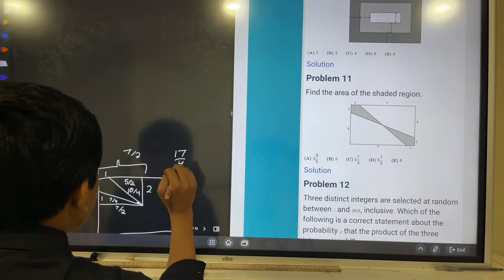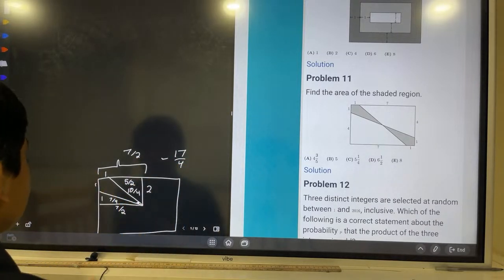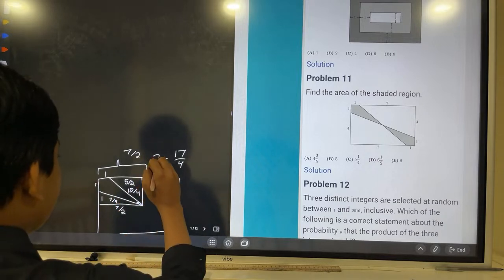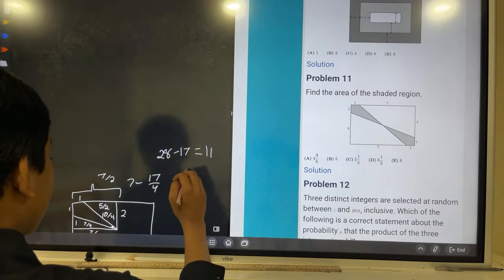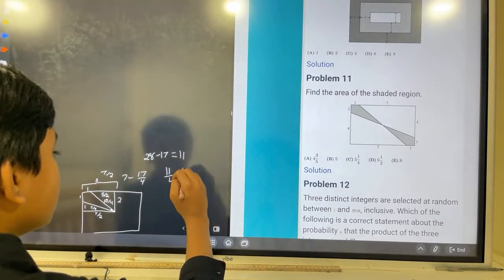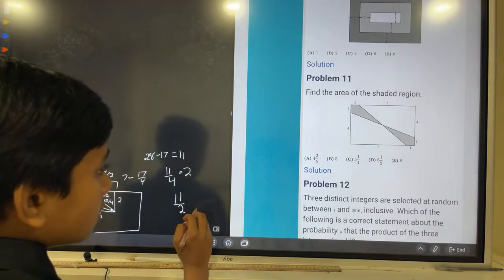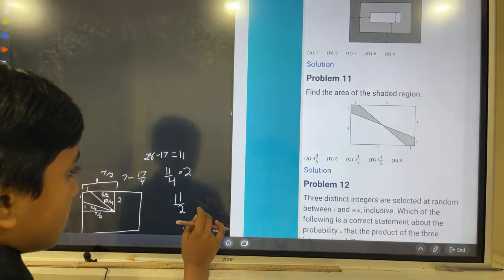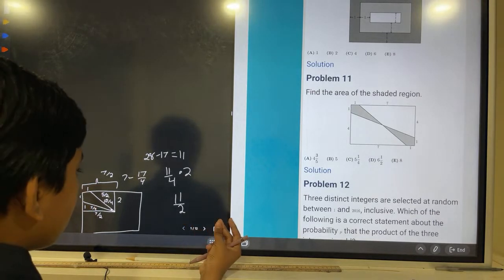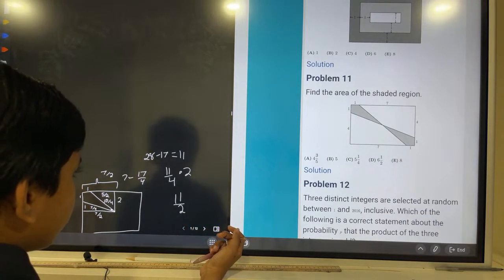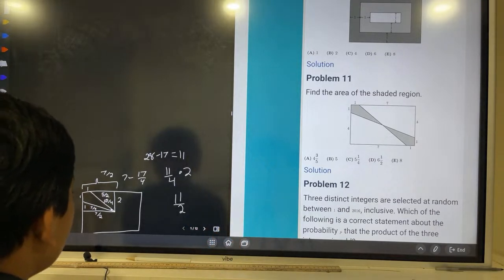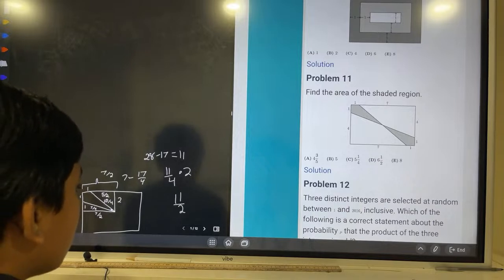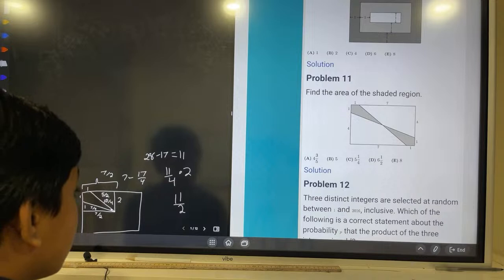So 17 over 4 is the total area of these two triangles, and the total area of the rectangle is just 7. So 28 minus 17 is 11. So 11 over 4 times 2 is 11 over 2. 11 over 2. How am I gonna make that? That's 5.5.